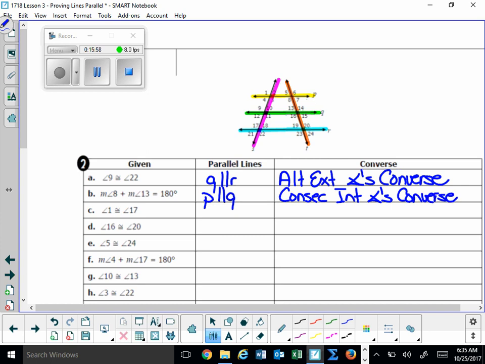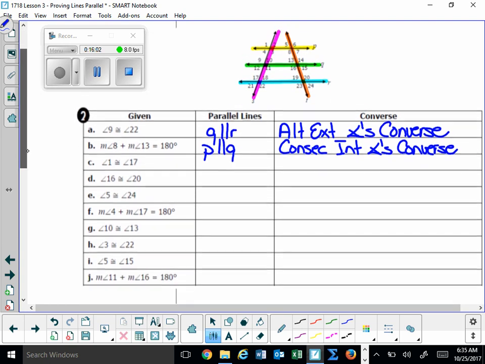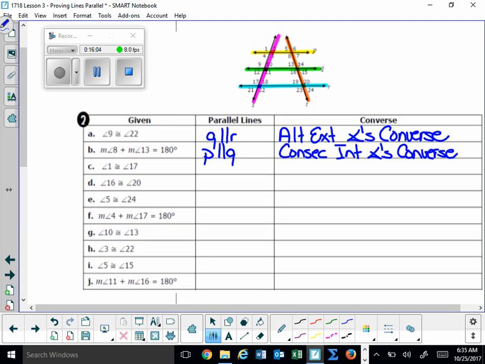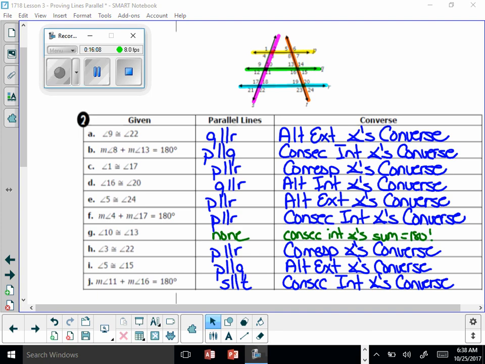All right, at this point, I'm going to say pause this video and try this on your own. These are more challenging because there are more lines involved. Okay, so take a minute and look at this. The one I want to talk about is letter G. Angle 10 congruent to angle 13.